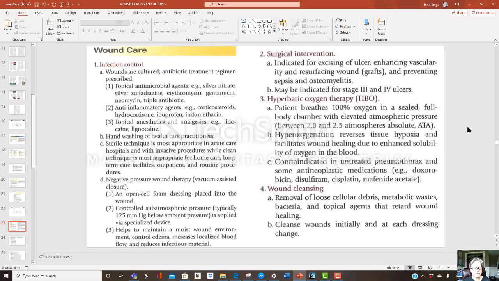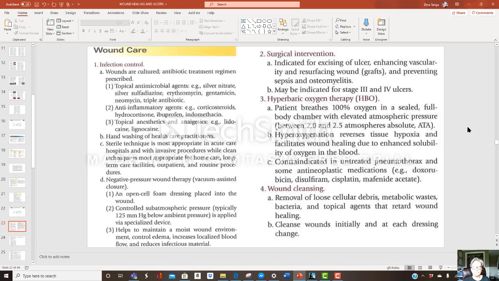Negative pressure wound therapy, vacuum assisted closure: an open cell foam dressing placed into the wound, controlled subatmospheric pressure, typically 125 below ambient pressure, is applied via specialized device. Helps to maintain a moist wound environment, control edema, increases localized blood flow, and reduces infectious material.